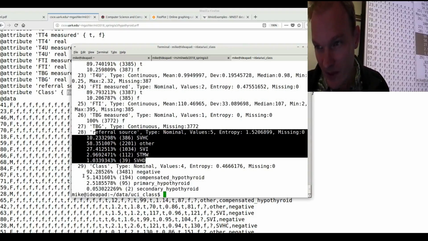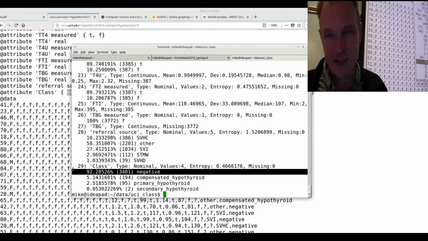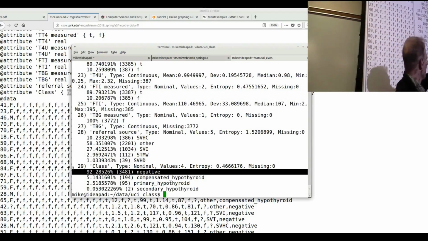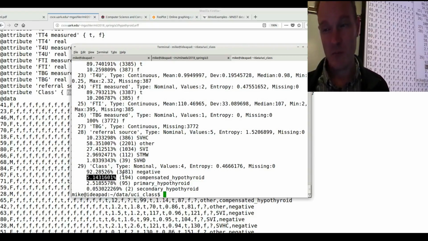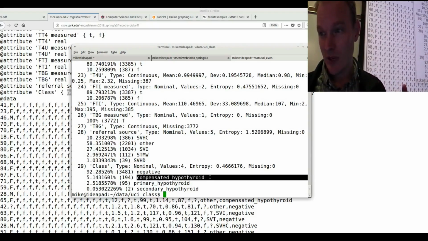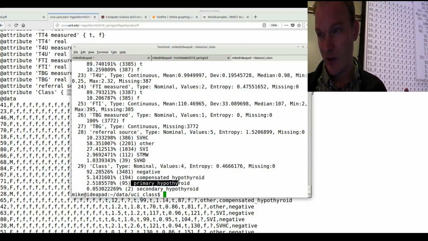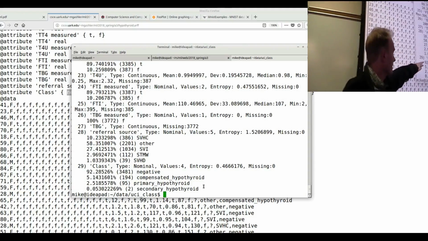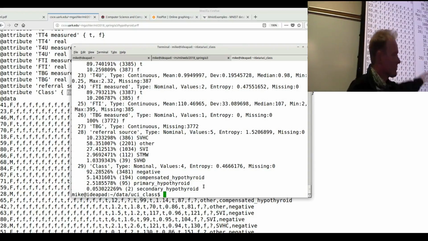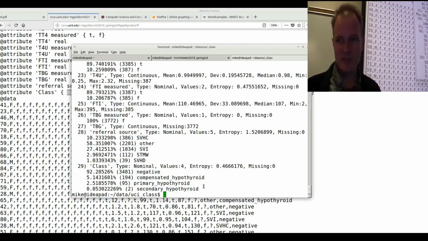But look at this. 92% of all cases in this data set are negative, meaning most people don't have hypothyroidism, which makes sense. That happens in medical data sets all the time. 5% of tested people have compensated hypothyroid. 2% have primary hypothyroid, and 0.05% have secondary hypothyroid. I don't even know what that means, but do you see how 92% of them are negative for hypothyroidism?